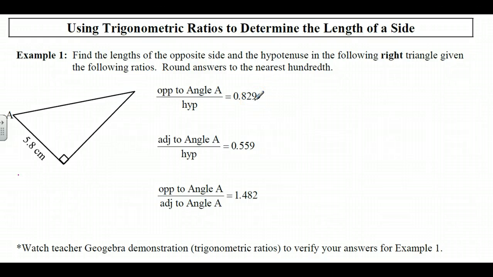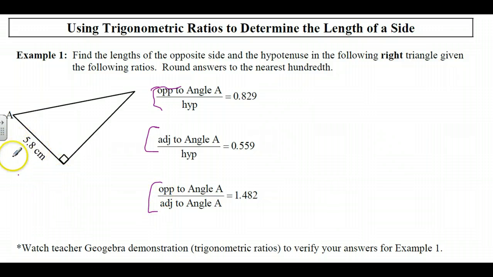Using trig ratios to determine the length of a side. In example 1, we're going to find the lengths of the opposite side and the hypotenuse in the following right triangle, given the following ratios. We know what opposite over hypotenuse is. We're given that ratio, which we know is the sine ratio. We're given adjacent over hypotenuse, which is the cosine ratio. And we're given opposite over adjacent, which is the tangent ratio.